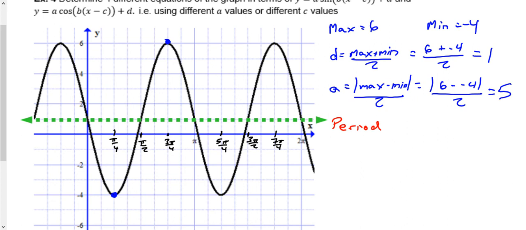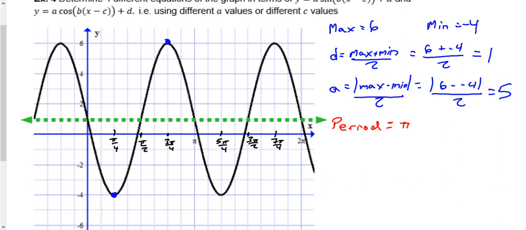So what's your period? Again, you can go from top to top. So we're looking at from 3 pi over 4 until 7 pi over 4. And so if you take the difference there, 7 minus 3, that's 4 pi over 4, which is just pi. So period is just equal to pi.